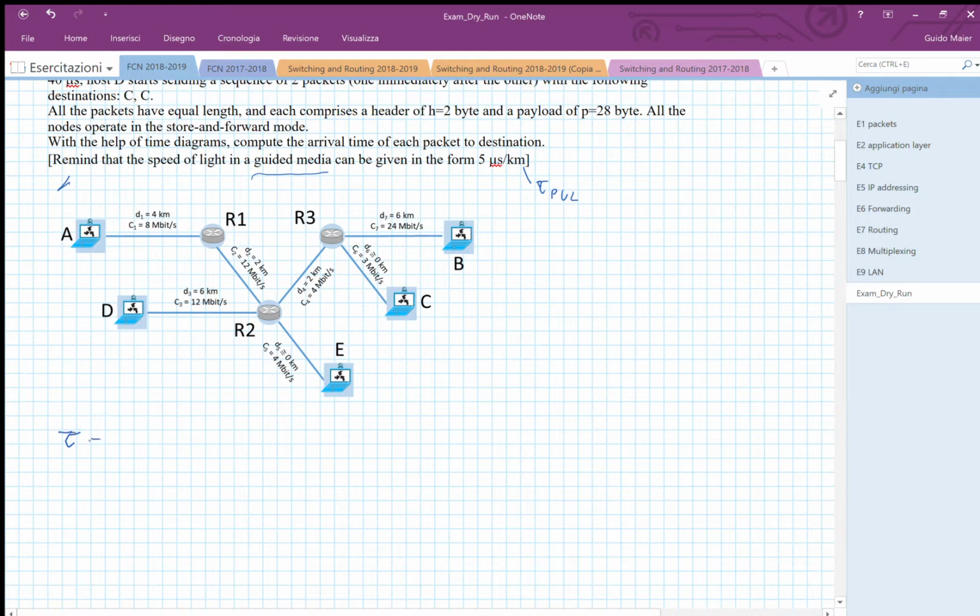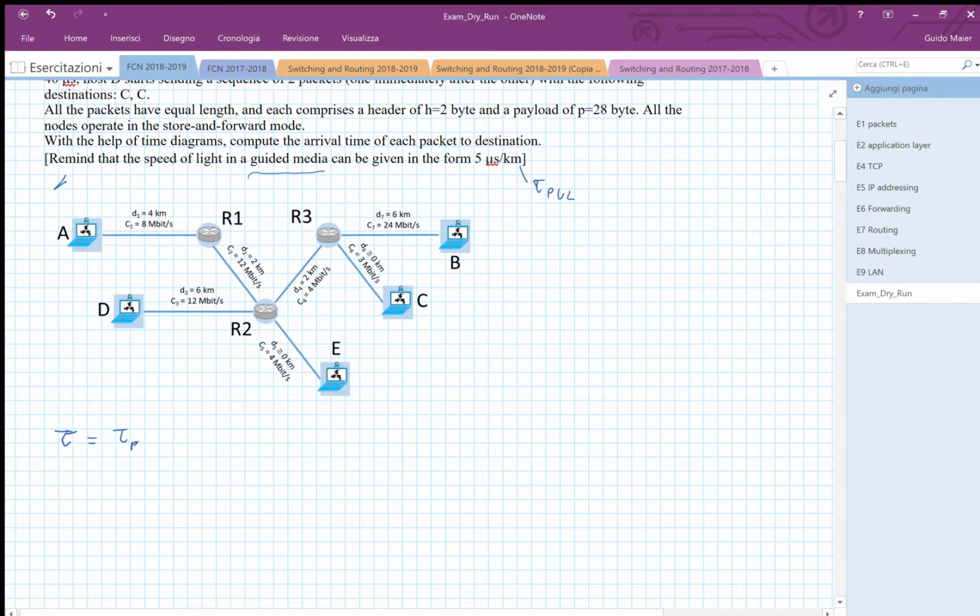The propagation delay, as you know, is given by the propagation delay per unit of length multiplied by the distance given in kilometers. Here numbers are very simple. So, for instance, if you take link number 1, we have a distance of 4 kilometers, and therefore the delay is immediately given by 4 times 5 microseconds, which is 20 microseconds.